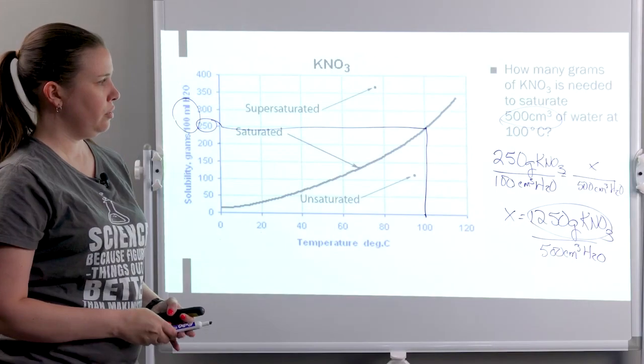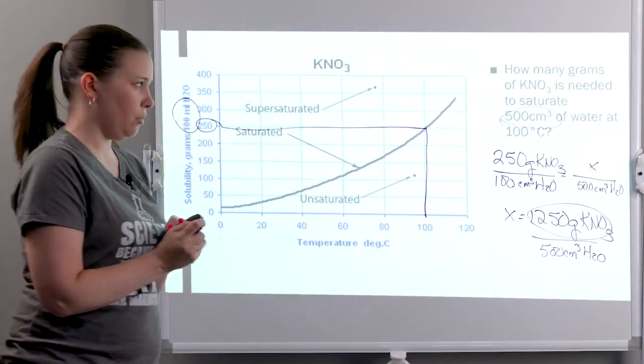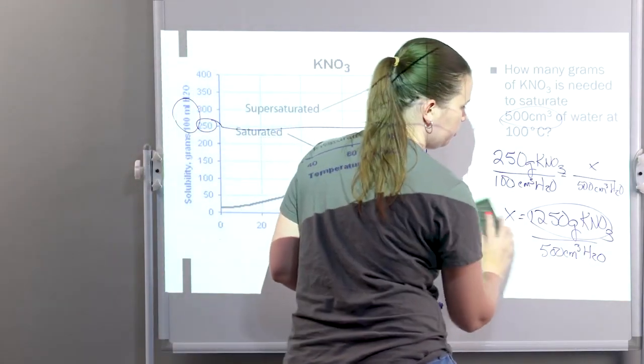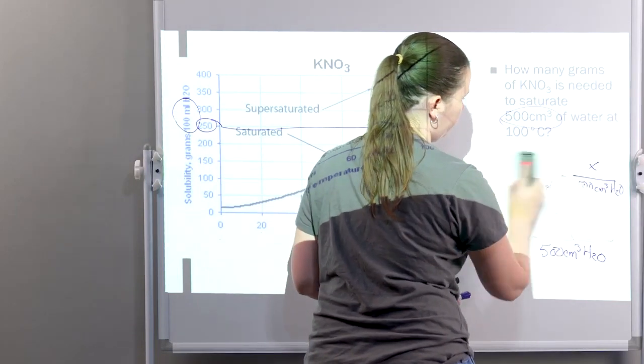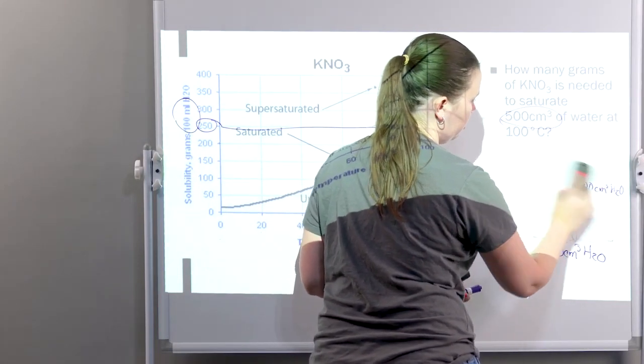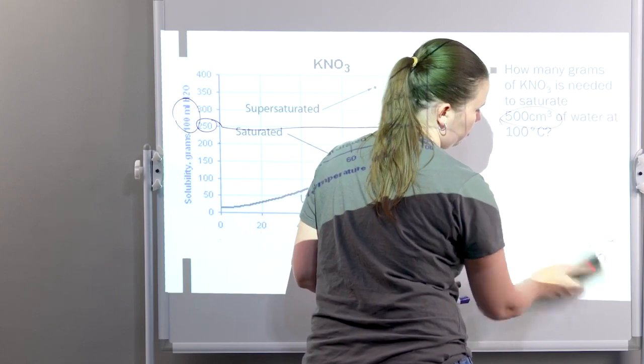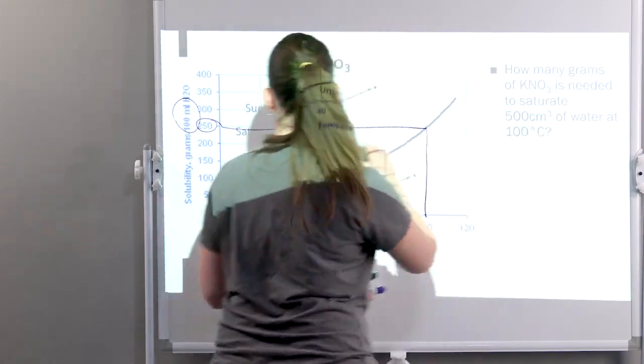1,250. If it asked for less water, you could also end up cutting it in half too. So basically you're using your graph in order to find out the base number and then adjusting for the volume of water using a proportion.